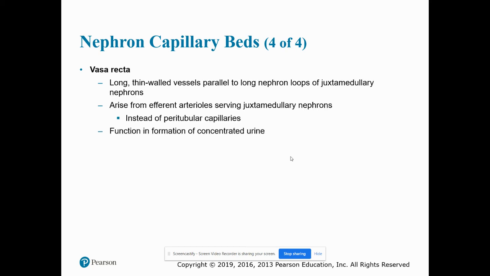The vasa recta are long, thin-walled vessels that are parallel to long nephron loops of juxtamedullary nephrons. They arise from efferent arterioles serving juxtamedullary nephrons, and this is instead of peritubular capillaries. So we don't have both. It's either one or the other, and they function in the formation of concentrated urine, which makes sense because the juxtamedullary nephrons play a role in the formation of concentrated urine, so the vasa recta do the same thing.